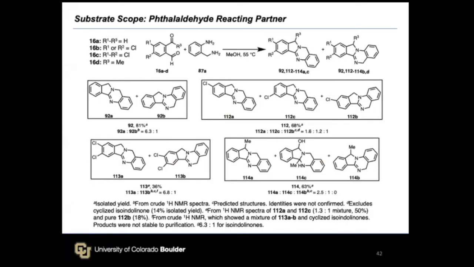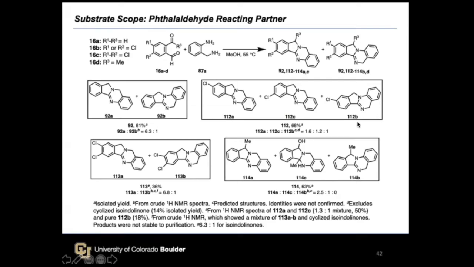So next we investigated the scope of the orthothialdehyde reacting partner, and these are all predicted structures, and further work would be needed to conclusively determine the structures of the regioisomers. But we investigated two aryl substitutions. First up, the 4-chloro-orthothialdehyde substrate, which would give product mixture number 112.